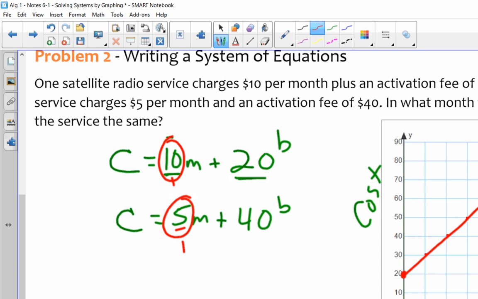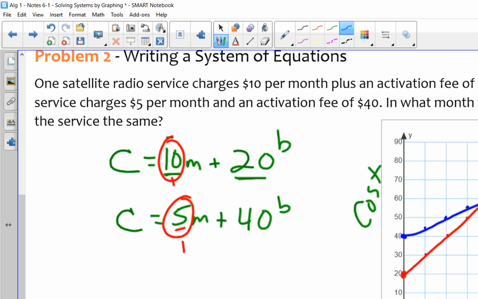All right. And then the second one, your starting point's at 40, but you're just going up 5 over 1. So only going to go up half of a square and over 1. Half of a square and over 1, and so on for each month. Okay? So then I'm going to connect it just so we can see it. And that's what my line should look like.